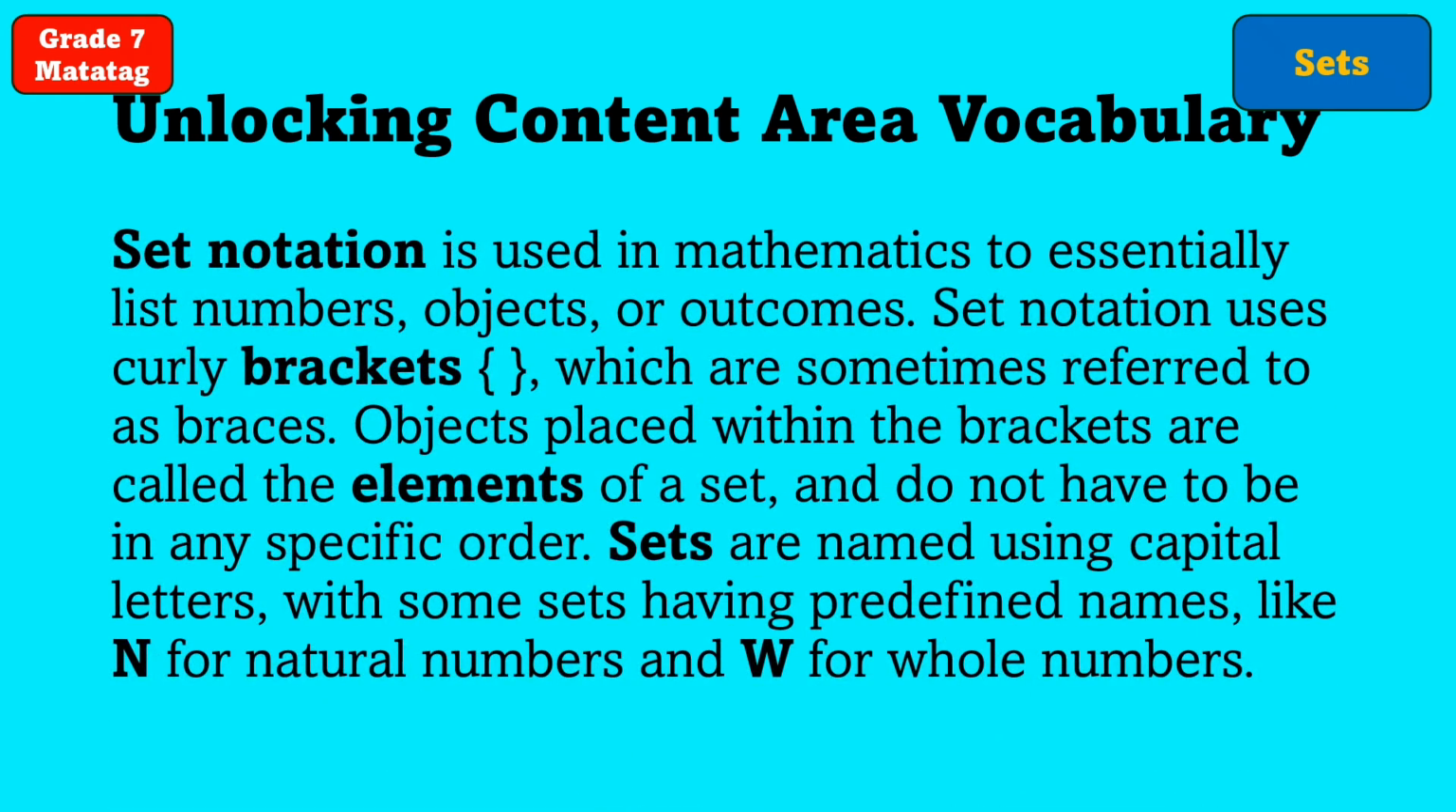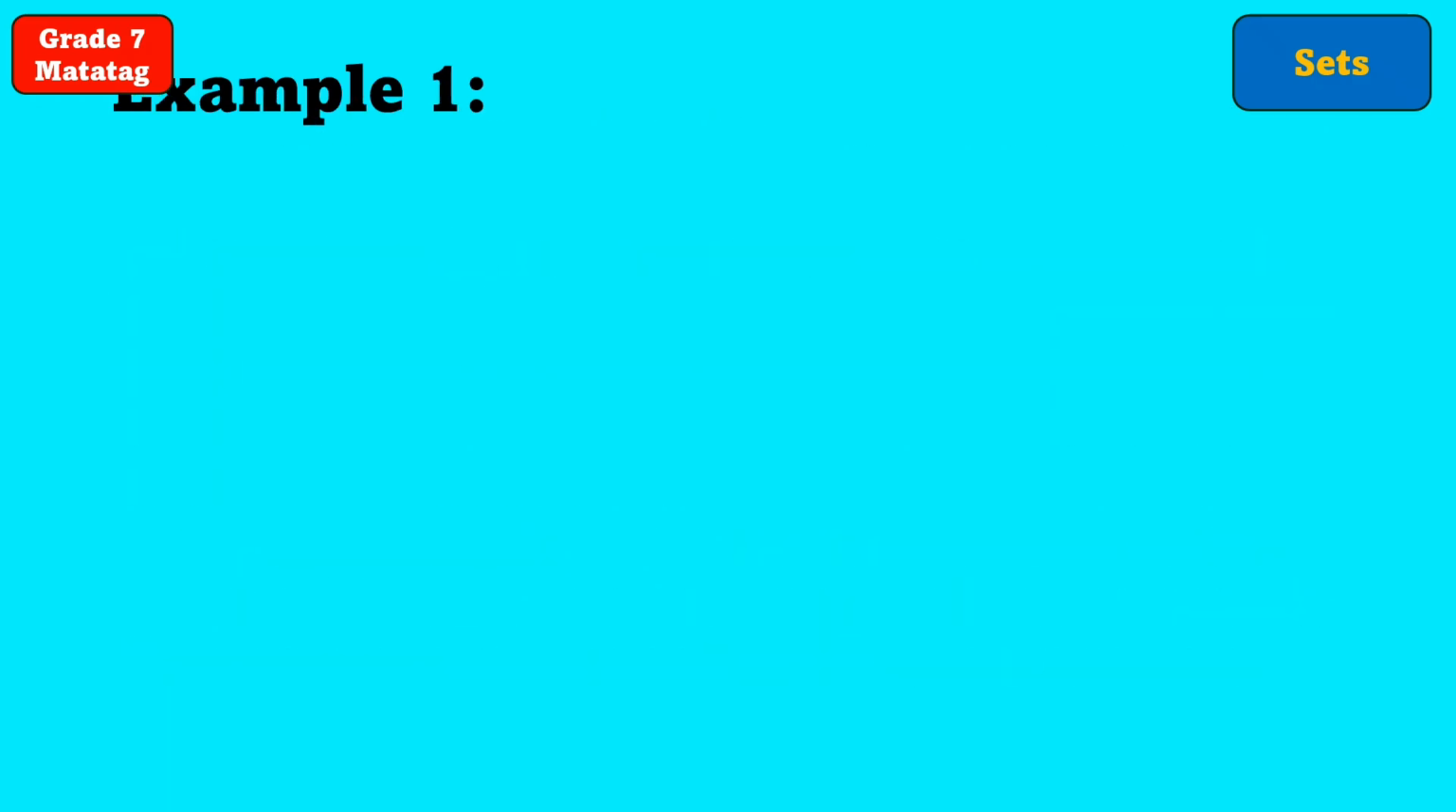Set notation is used in mathematics to essentially list numbers, objects, or outcomes. Set notation uses curly brackets, which are sometimes referred to as braces. Objects placed within the brackets are called the elements of a set and do not have to be in any specific order. Sets are named using capital letters, with some sets having predefined names like N for natural numbers and W for whole numbers.